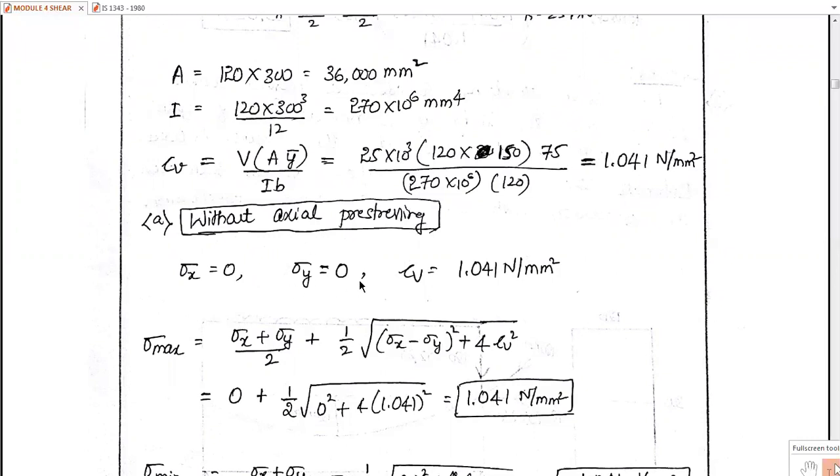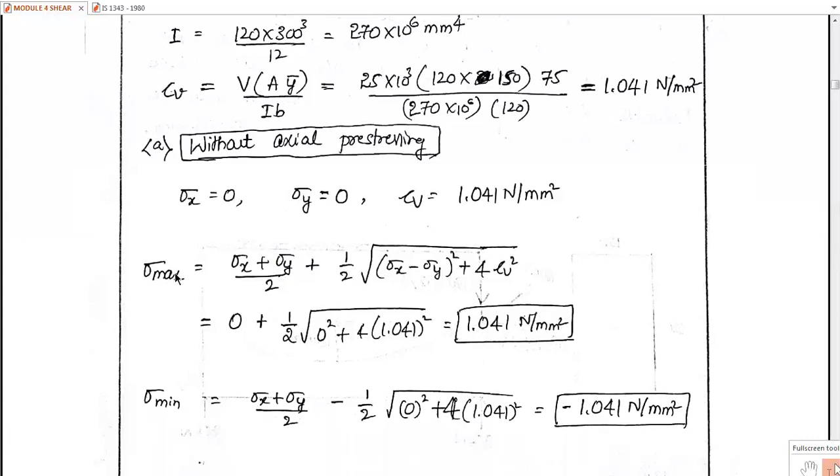If you consider the axial pre-stress, then there will be a value for sigma x. Sigma x indicates the axial pre-stressing, and sigma y indicates the vertical pre-stressing. Now we substitute sigma x equal to 0, because without axial pre-stressing sigma x is equal to 0. Sigma y: in this data we have not seen any type of vertical pre-stressing, hence sigma y is equal to 0. Tau v, the shear stress, we have calculated as 1.041 Newton per mm square.